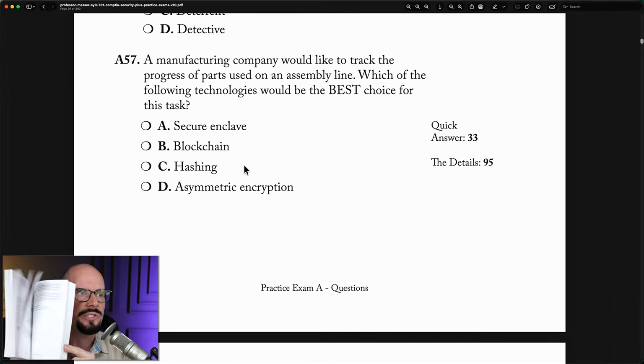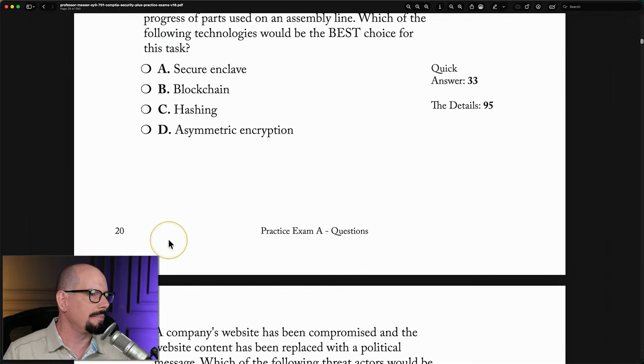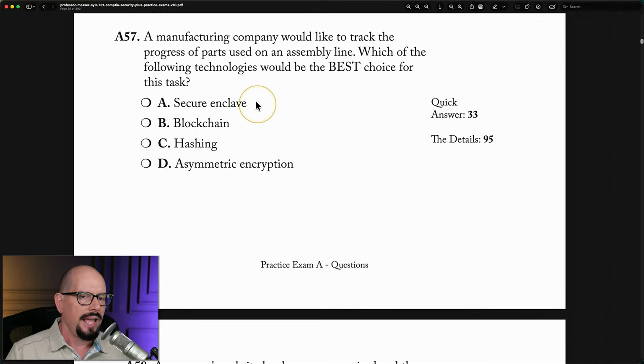And just like the course notes, when you purchase the physical edition, you get the digital edition that you can download immediately at no additional charge. It's on page 20 of my practice exams book. And this question asks, a manufacturing company would like to track the progress of parts used on an assembly line. Which of the following technologies would be the best choice for this task? Would that be secure enclave, blockchain, hashing, or asymmetric encryption?